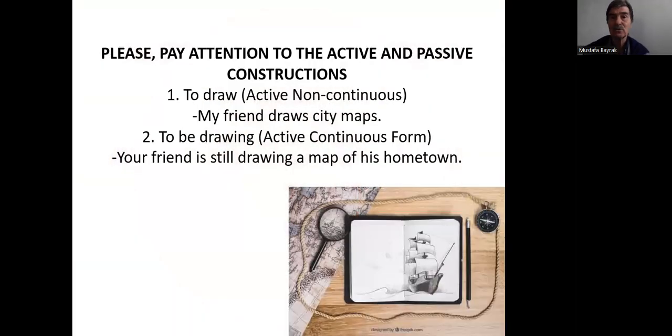Please pay attention to the active and passive construction. To draw is active non-continuous. To draw. My friend draws city maps. We are quite familiar with that kind of active sentences. My friend draws city maps.